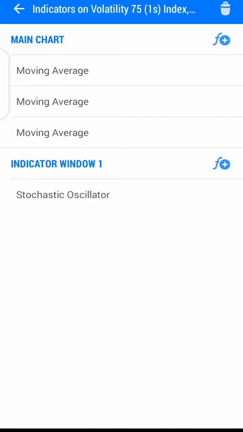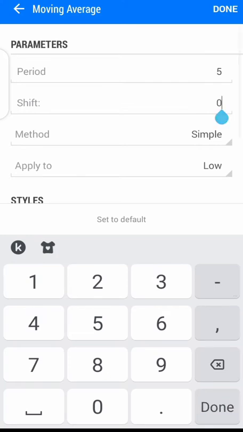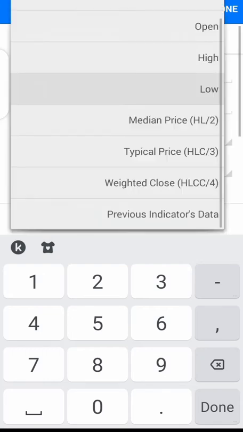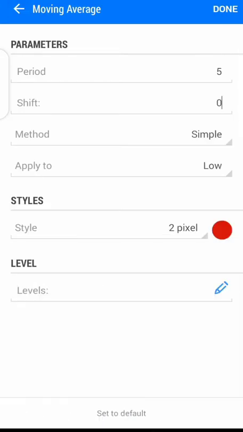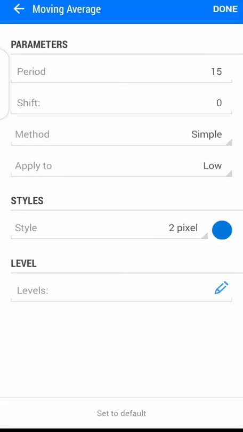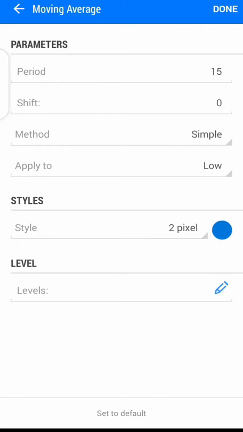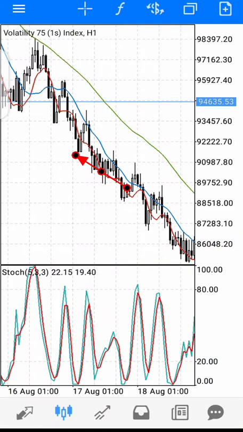That's it. Then for the second moving average, we have the period 5, shift 0, method simple, then apply to low, then the color should be red. Okay, you move back to the last moving average, which is the 15. The period is 15, shift 0, method simple, then apply to low. And the color for period 15 should be blue. That's it. That's for moving averages.